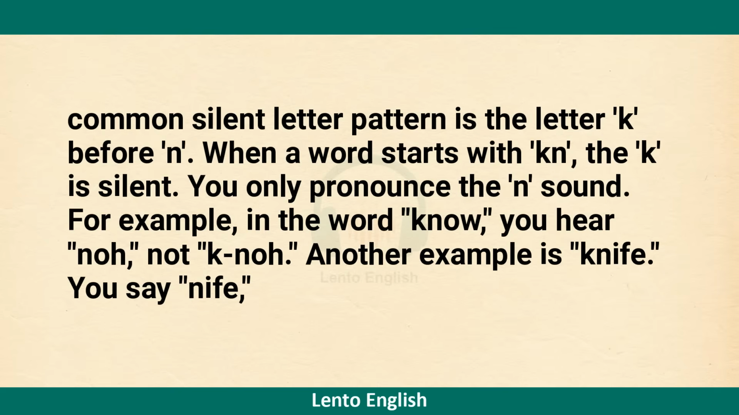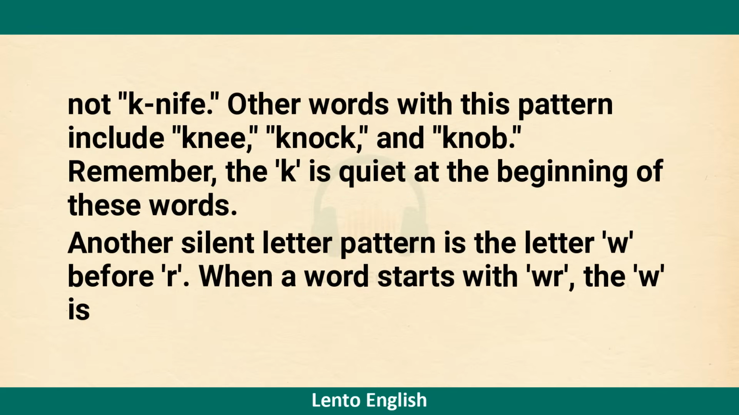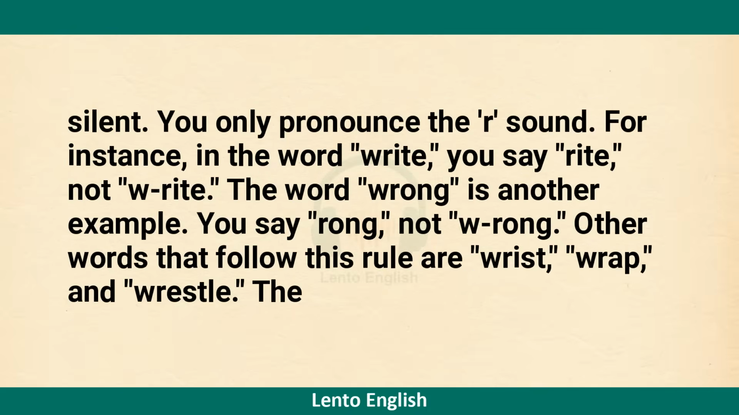For example, in the word know, you hear no, not kno. Another example is knife. You say nife, not knife. Other words with this pattern include knee, knock, and knob. Remember, the K is quiet at the beginning of these words. Another silent letter pattern is the letter W before R. When a word starts with WR, the W is silent. You only pronounce the R sound.